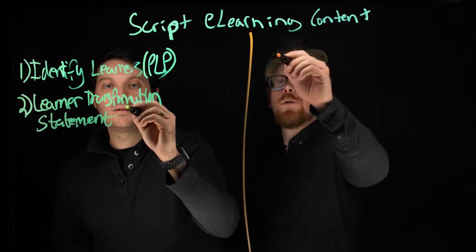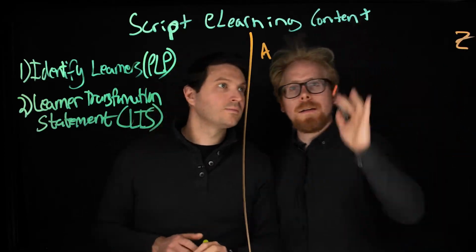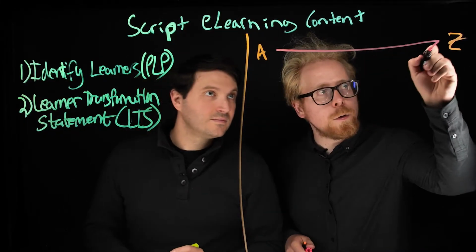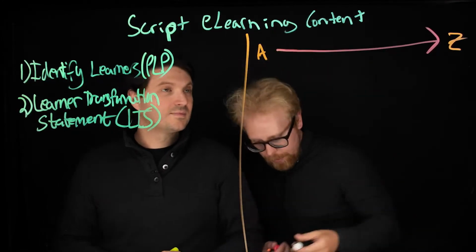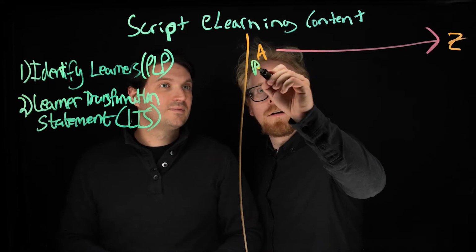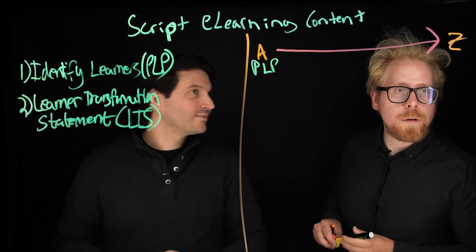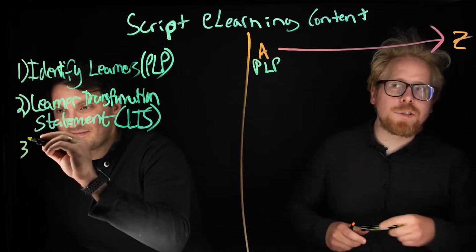So we have our point A, and then we have our point Z. The LTS is the statement that brings the point A to the point Z. And your learner, your PLP, starts at the point A, and then they're transformed at the point Z.